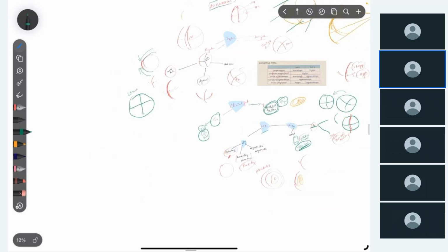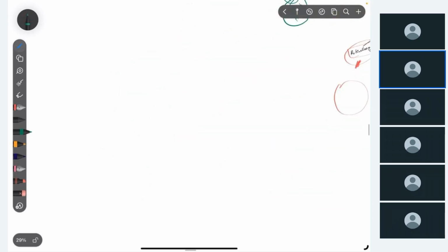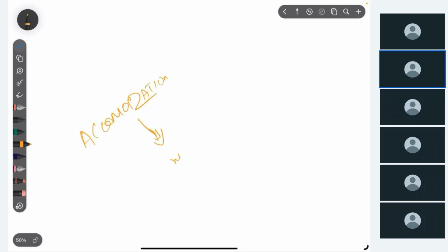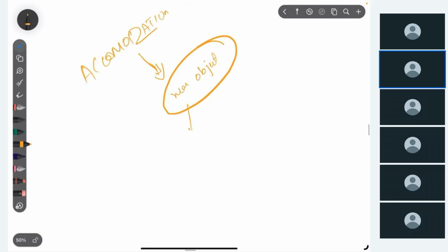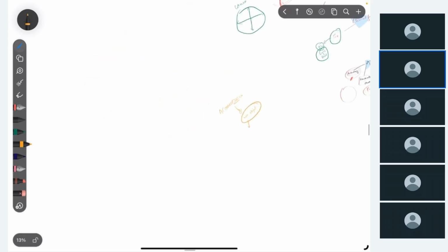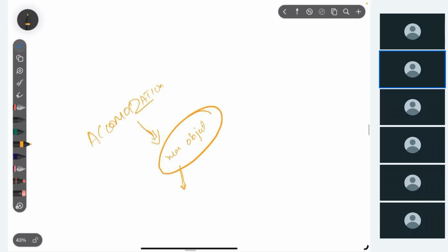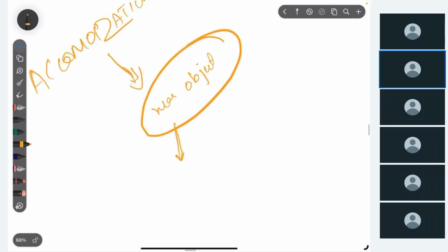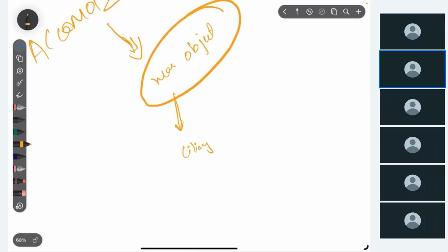Now we will see a short topic, that is accommodation. What is accommodation? It is the ability of the eye to see near objects. How does it take place? Accommodation is made possible because of contraction of the ciliary muscles.